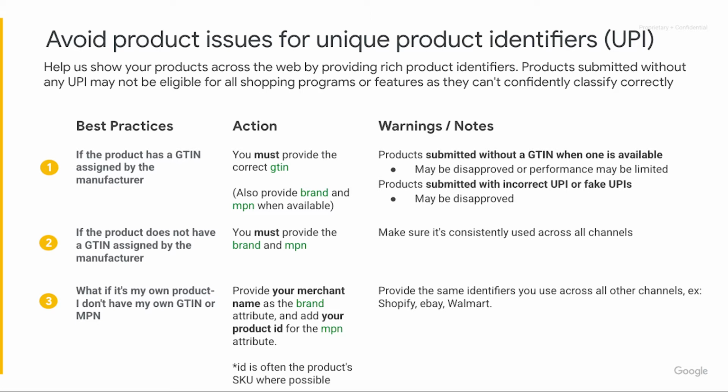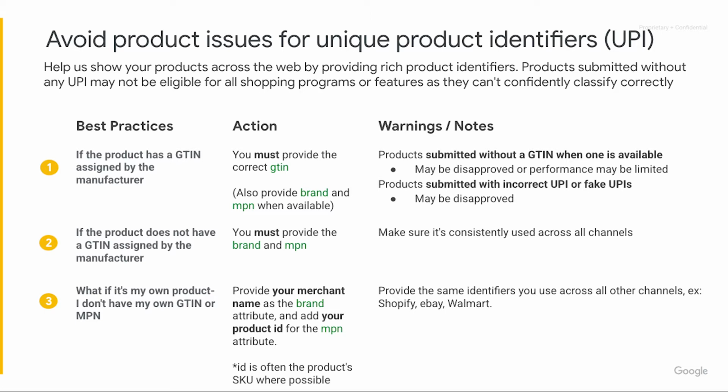To summarize unique product identifiers, this is the only chart you need to remember. If your product has a GTIN assigned by the manufacturer, you must provide the correct GTIN and provide brand and NPN when available. If your product doesn't have a GTIN assigned by a manufacturer, you must provide the brand and NPN and make sure that it's consistently used across all channels.